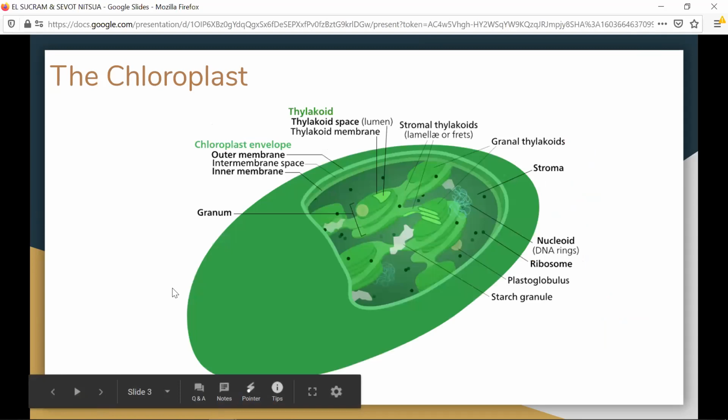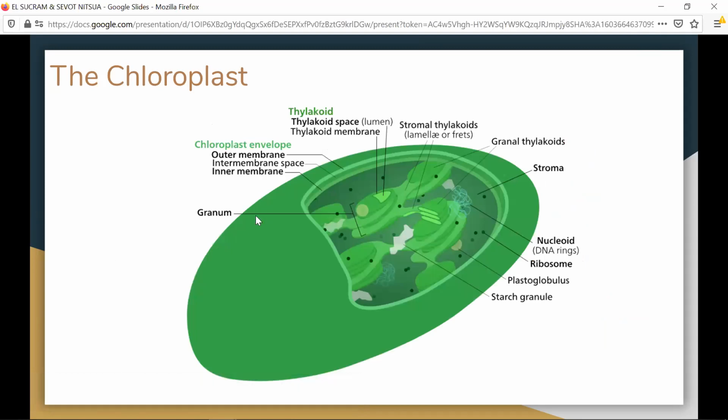Now, let's look at the chloroplast. The chloroplast is made up of thylakoids, the grana, and the stroma. The grana are stacks of thylakoids. Each thylakoid is an individual little oval shaped thing on the stack. And the stroma, like the mitochondrial matrix, is the inner soup, as I like to call it, of the chloroplast.